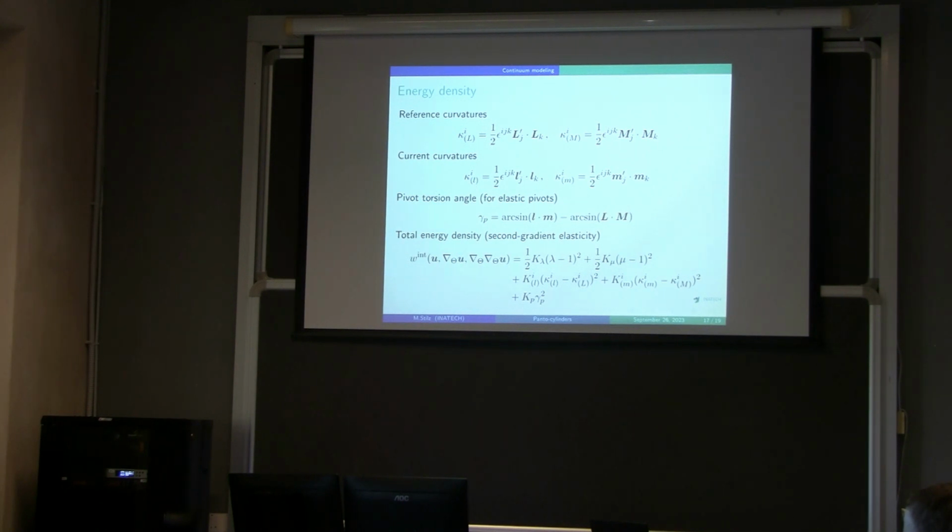Then I get a total energy density that is in the framework of second gradient elasticity. I have an energy density that depends on the first and on the second gradient of the displacement with respect to the curvilinear coordinates I chose. I propose some energy that is quadratic in these measures. So I have extension, and I have the 2 times 3 curvatures, and then possibly I also have the torsion of the pivot.